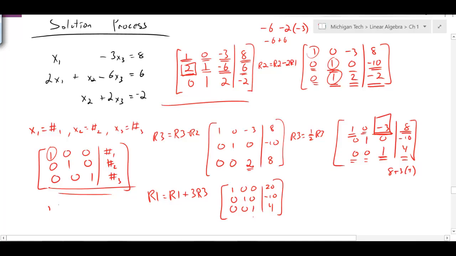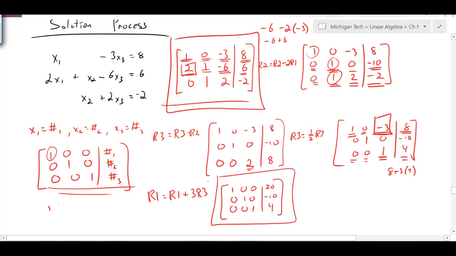And so because I've just done row operations, I know that the solution to my original system should be the same as the solution to this system. But if I write this augmented matrix back into equation form, well, the first equation would be 1 times x1 plus 0 times x2 plus 0 times x3 equals 20. The second row would tell me that 0 times x1 plus 1 times x2 is equal to negative 10. And the last row tells me x3 is equal to 4. So from this system, I can clearly see what the solution is.